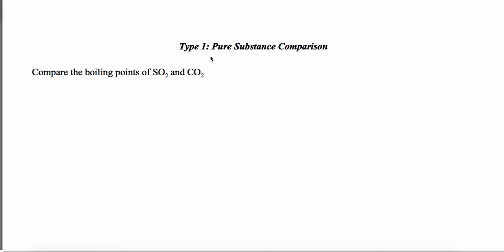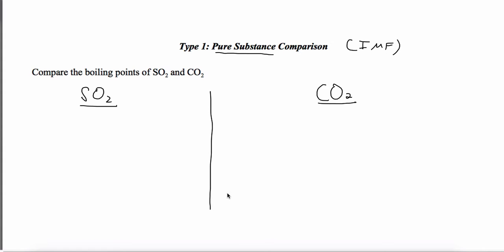So the first type of problem asks us to compare the boiling points of pure substances. On one side, since it's a pure substance, I'm going to do SO2 by itself. And on the other side, I'm going to do CO2. Now, when we're talking about boiling points, we're talking about breaking the intermolecular forces. The forces holding all the CO2s together and the forces holding all the SO2s together.